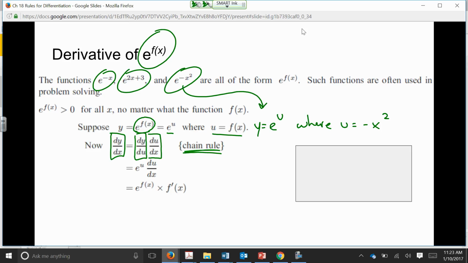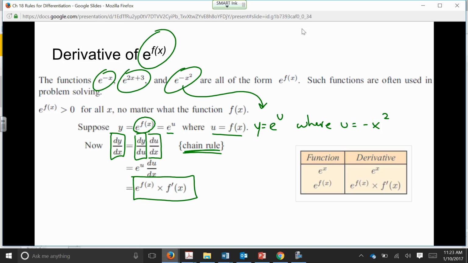dy du is just going to be e to the u, and du dx is just going to be negative 2x. And then we can go ahead and plug in those and plug back in what u is, etc., like that. And we'll see examples, obviously, in just a moment here.